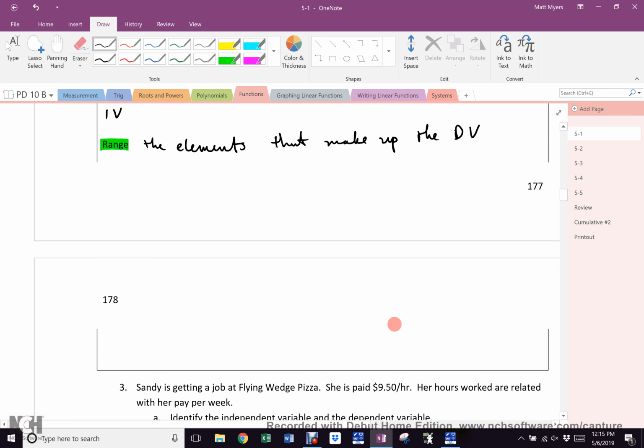Does the box go on a new page for you people, or is it right with you? It's at the bottom of 170 whatever, right? 177? It does go on to 178? What a pain.